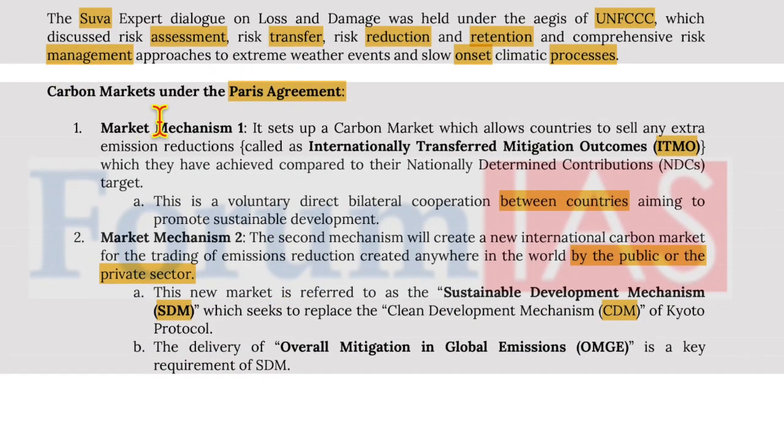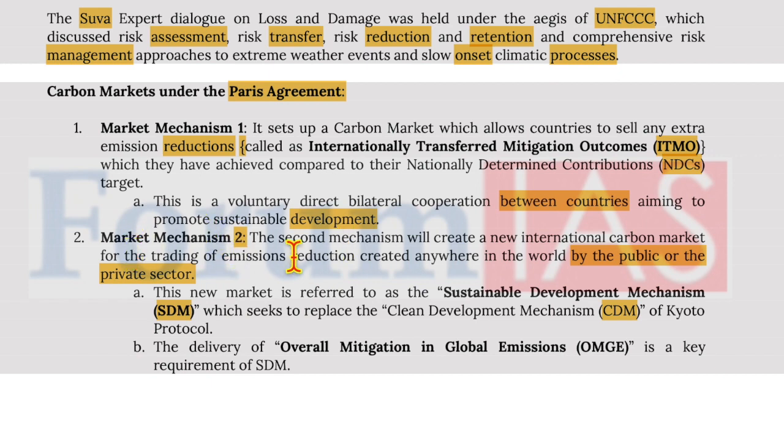Now, carbon mechanisms under the Paris Agreement are Market Mechanism 1 and Market Mechanism 2. Market Mechanism 1 sets up a carbon market which allows countries to sell any extra emission reductions, called internationally transferred mitigation outcomes, that is ITMO, which they have achieved compared to the nationally determined contribution, that is NDC, target. This is a voluntary direct bilateral cooperation between countries aiming to promote sustainable development.